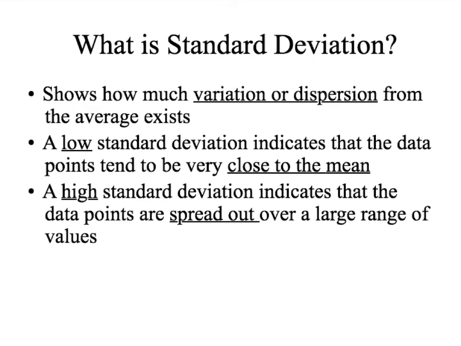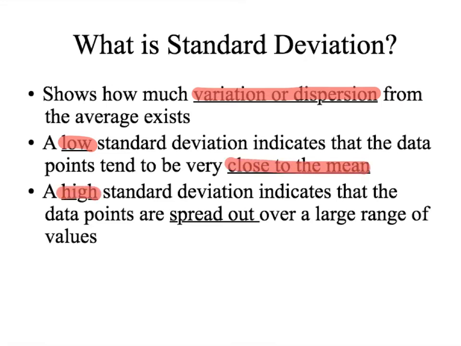Okay, a standard deviation shows how much variation or dispersion from the average exists. So when we talk about average, okay, we're talking about the mean. A low standard deviation indicates that the data points tend to be very close to the mean.